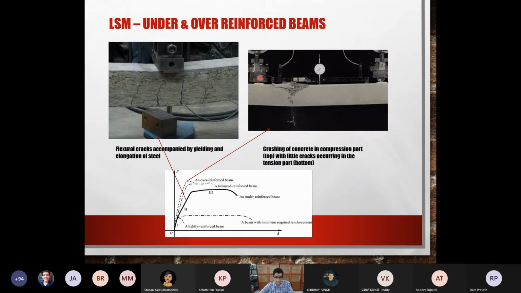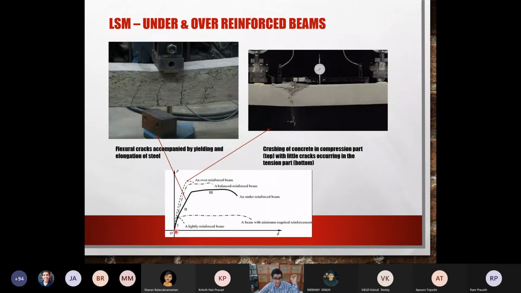This is how the load deflection curves look. It is loaded here, and deflection is measured using this dial gauge. If you plot them, this is how it looks. An over-reinforced beam will take quite a bit of load, and it fails all of a sudden. A balanced beam will take a good bit of load and elongate quite a bit, and then it will fail. An under-reinforced beam may have slightly lesser load carrying capacity, but it will elongate quite a lot, give you a lot of time to undertake repairs and corrective measures, and only if you keep ignoring it, it fails.